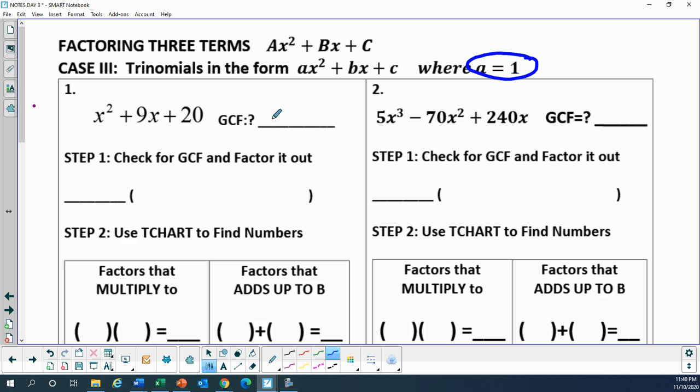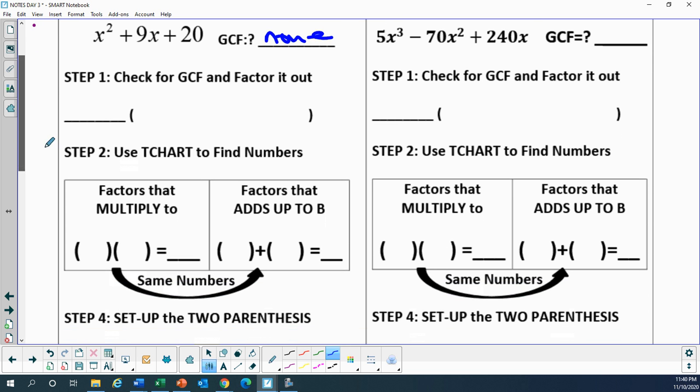So there's no GCF, so I don't need to worry about this. Step 1, there's none. Step 2 is to use the T-chart to find the numbers. I'm going to find two numbers, number 1 and number 2. When I multiply them, it needs to give me C, which in this case is 20. But when I add the same numbers, N1 and N2, it needs to give me B, the middle number. So how do I know how to name them?